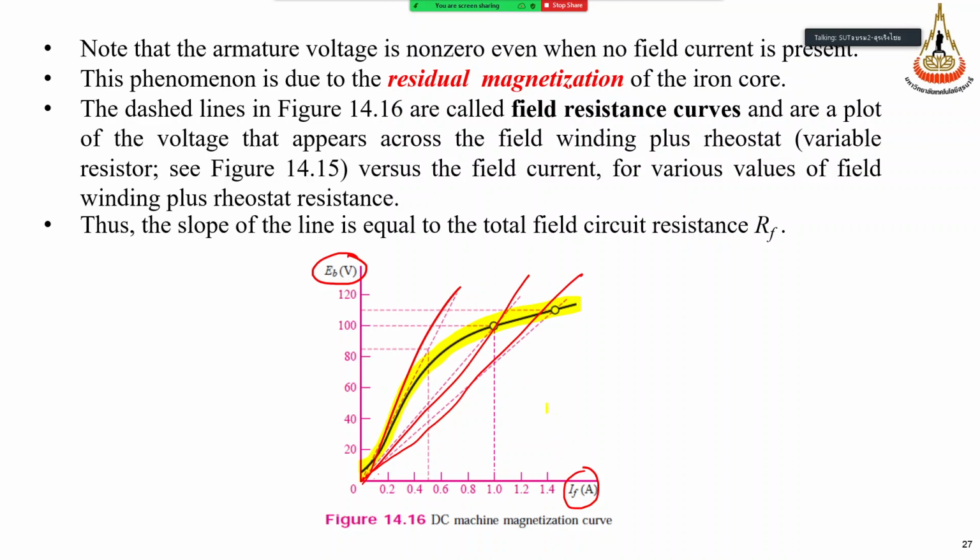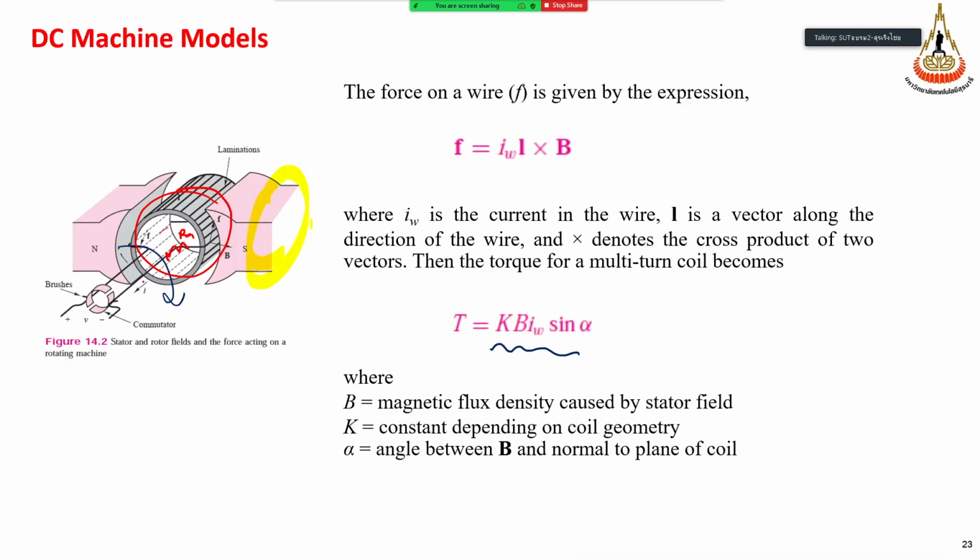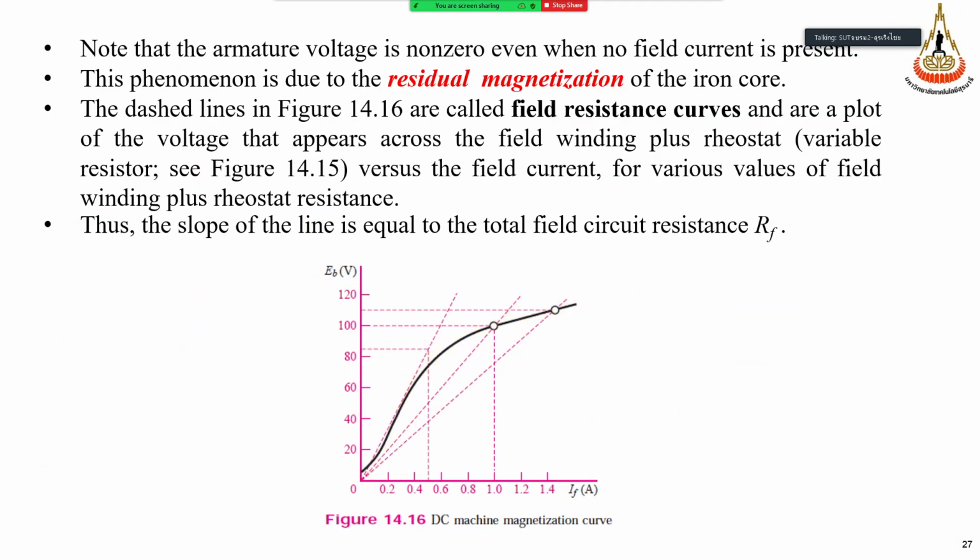Because when the current increases to some value, the material here starts to saturate. It cannot increase the voltage anymore, even if we increase the current. We call this phenomenon saturation in the magnetic circuit. But anyway, it depends on the material. If we know this graph, we can get the information. For example, if we measure a field current of 1 ampere, it means the back EMF voltage will be 100 volts, like this, right?